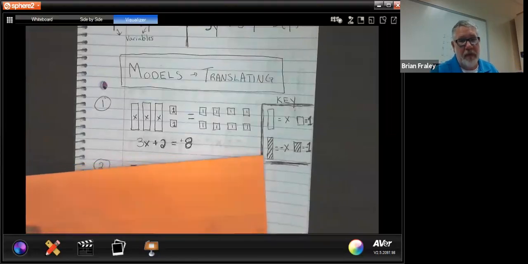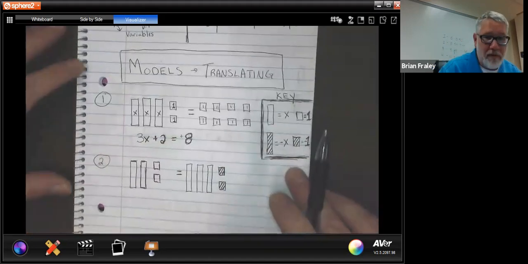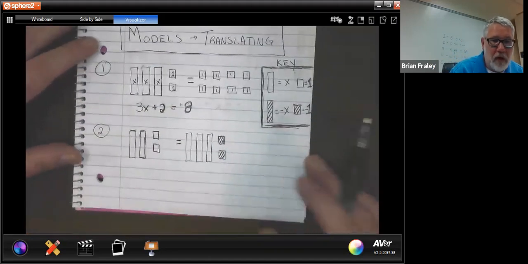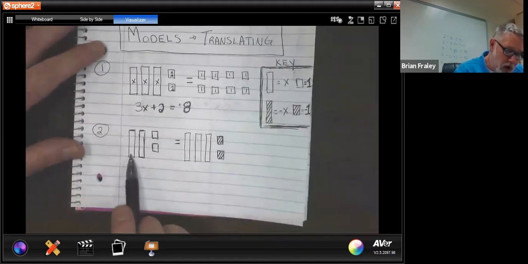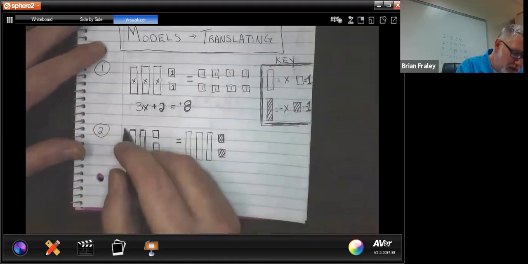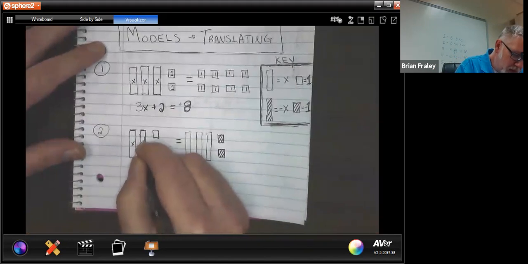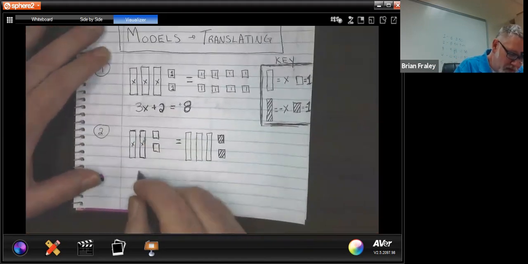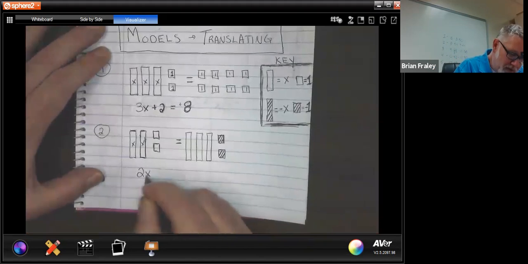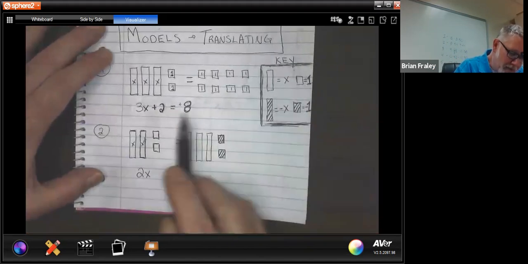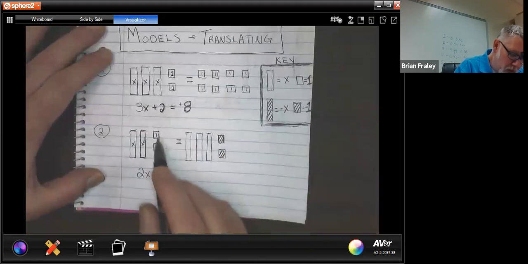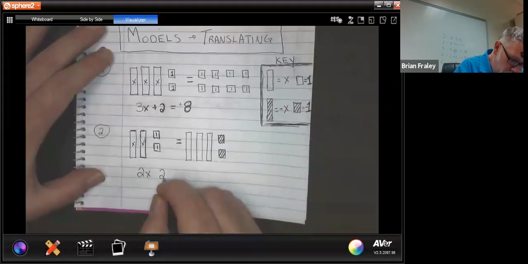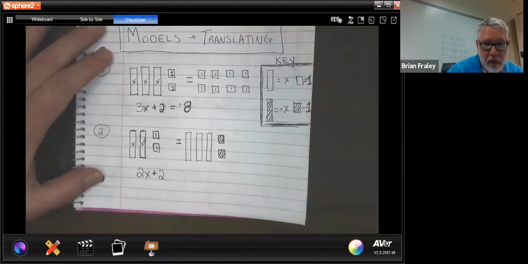Pretty simple, isn't it? Well, let's go to a little more difficult one. And it's not really that much more difficult. Again, start on the left-hand side, see what you've got. I have 1, 2 rectangles. Each rectangle is an x. So I have 2 x's. So I'm going to come down here and write 2x, okay? I also have 2 squares, which are positive 1. How many squares are there? There are 2, and they're positive, so I'm adding 2, okay?